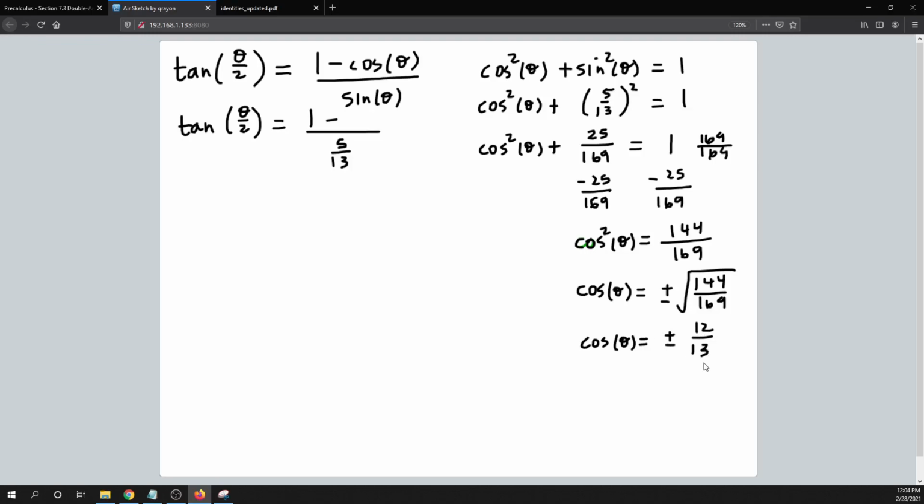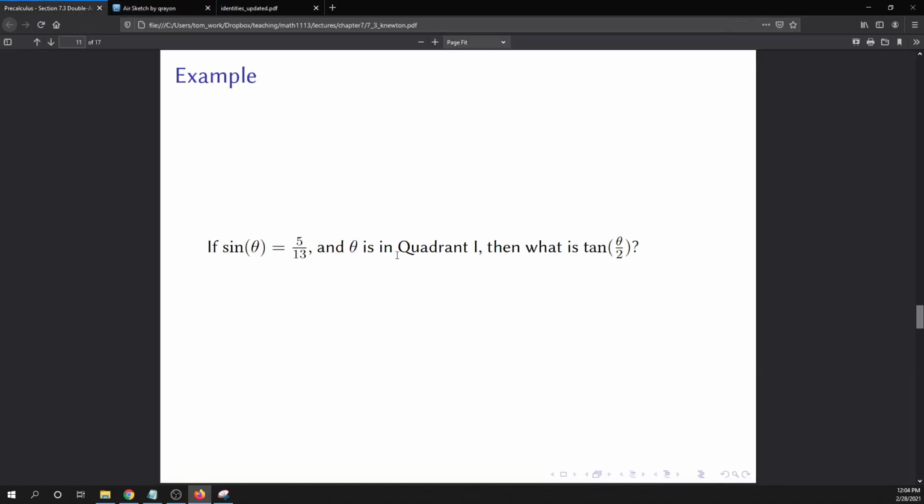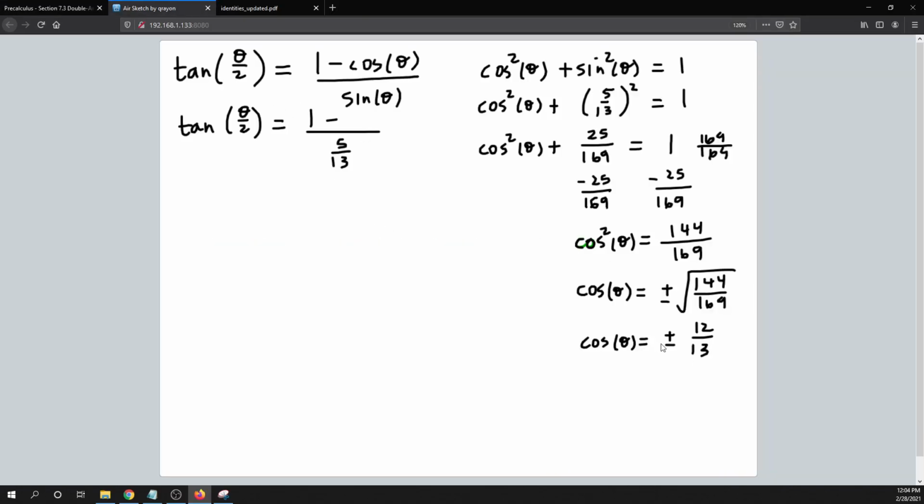Okay. And they tell us that theta is a quadrant 1 angle, right? So in a quadrant 1 angle, both the sine and cosine are positive, right? So we know that the answer is 12/13 for cosine theta.